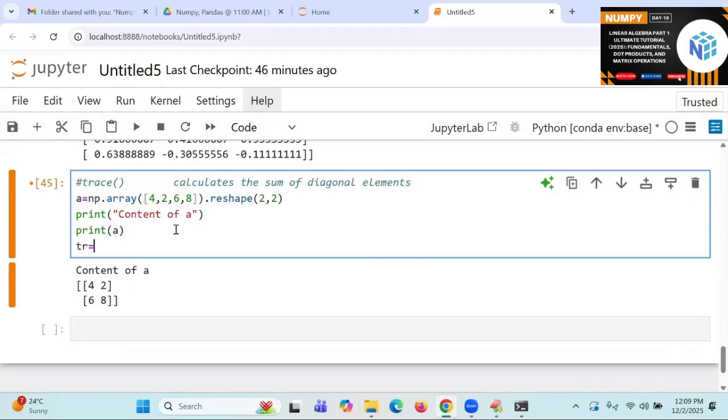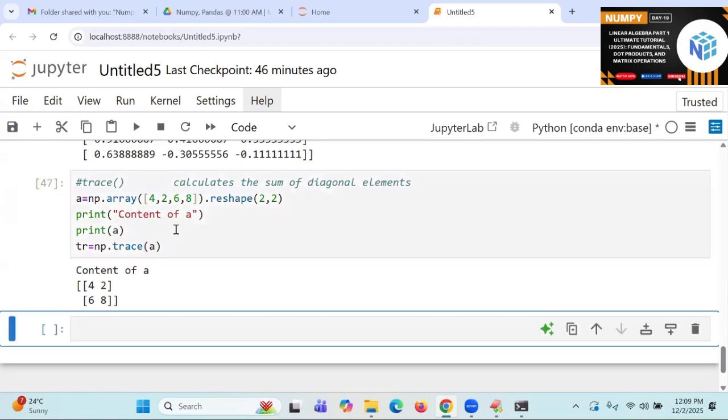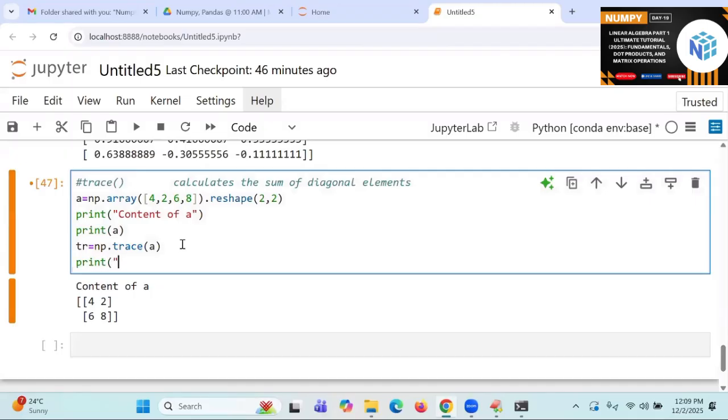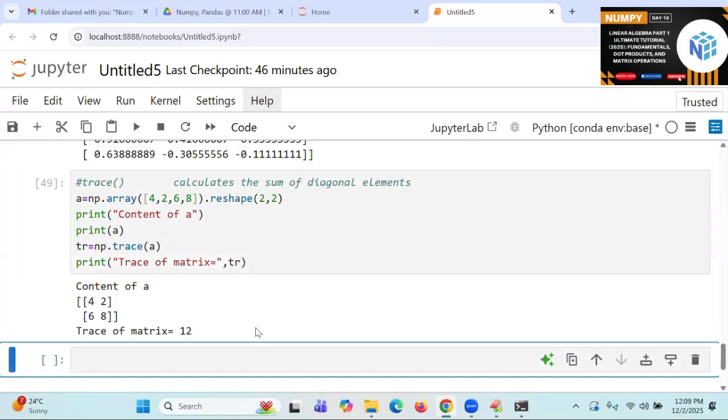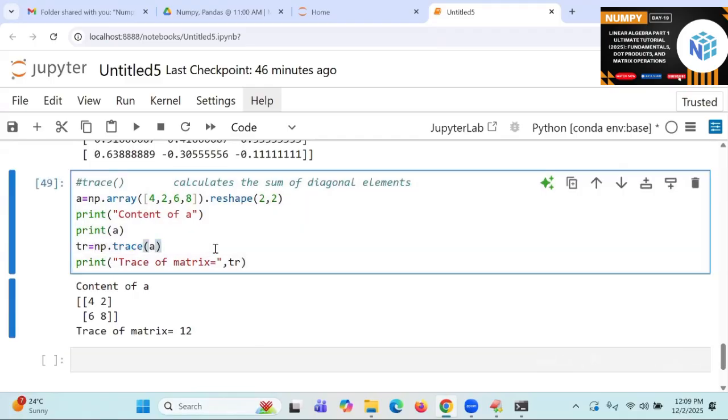TR is equal to np.trace of A. Print trace of a matrix is equal to TR. So I apply it. What is the trace? 12. And it is present in NumPy only, not in linear algebra. Linear algebra contains determinant, solve, and inverse.